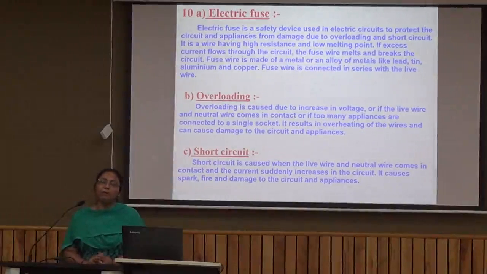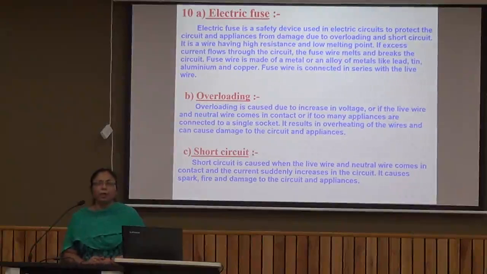Now what can be the different reasons for the excessive current flowing in the circuit? One, it can be overloading. Another, it can be short circuiting. What is overloading? It is caused due to an increase in voltage, or if the live wire and the neutral wire come in contact. When the live and the neutral wire come in contact with each other, the resistance of the circuit tends to be 0, and that increases the current, due to which heat will be produced according to Joule's heating effect of current.